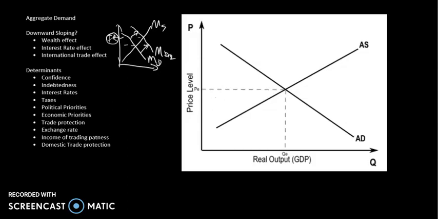And when interest rates increase, what happens is the cost of borrowing for consumers and businesses actually goes up. So that means they're less likely to borrow and spend. So the aggregate demand in the economy would fall.